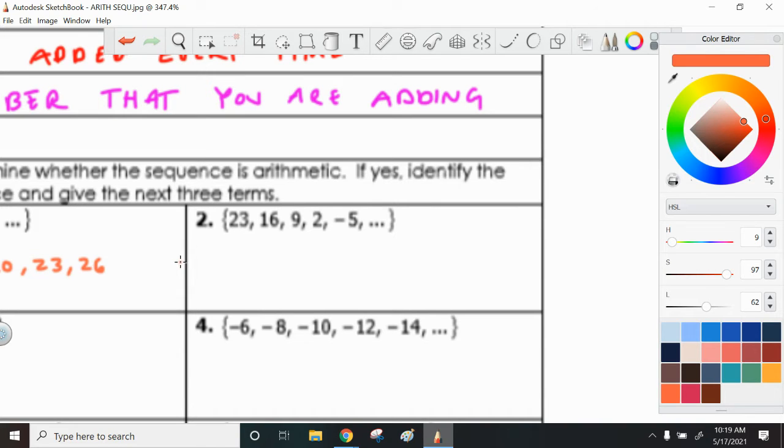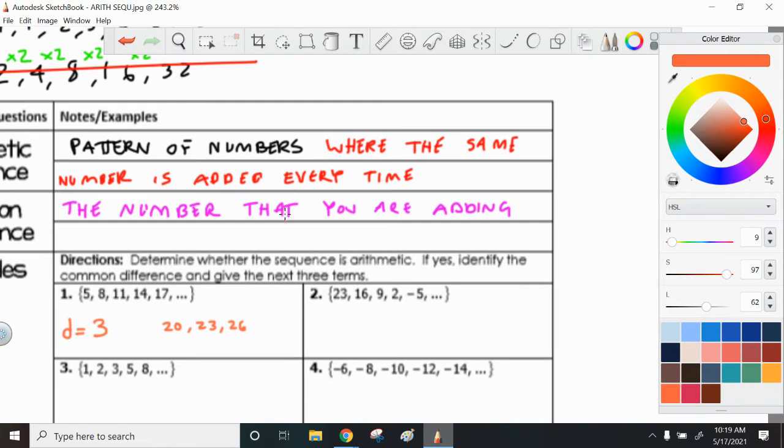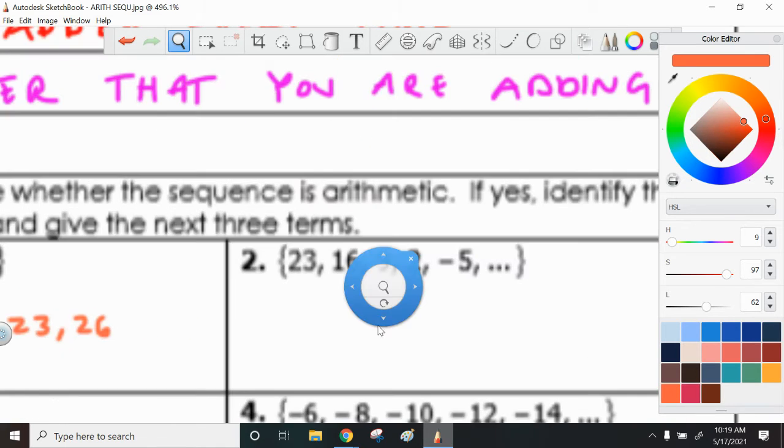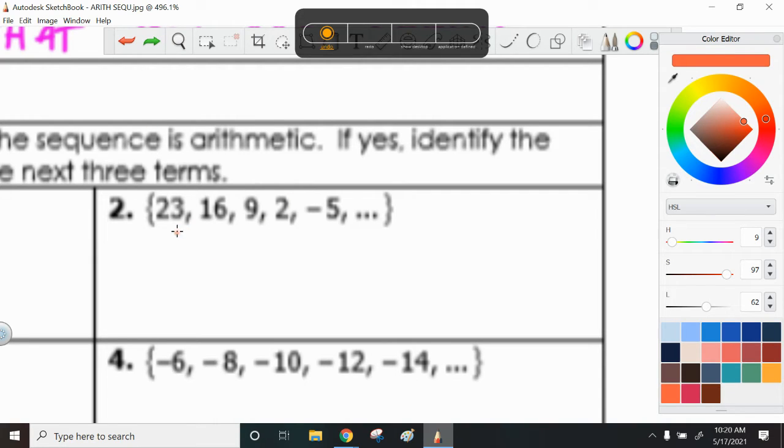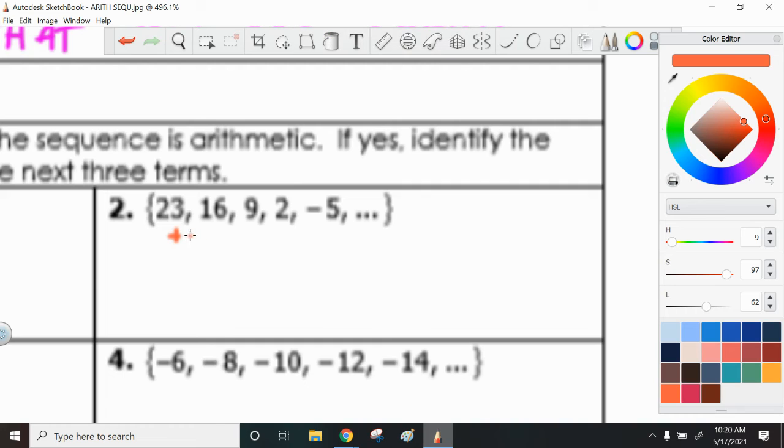Now, what about a question like number 2? This is actually a pattern where the numbers are going down. And if we look at our definition here, this is where the same number is added every time. What do you guys think about number 2? So we're definitely not adding a number because our numbers would be going up if that was the case. So what we're actually doing here is adding a negative 7.